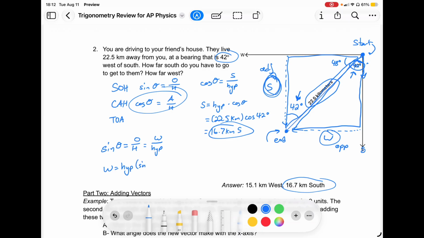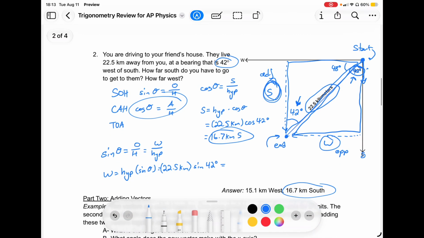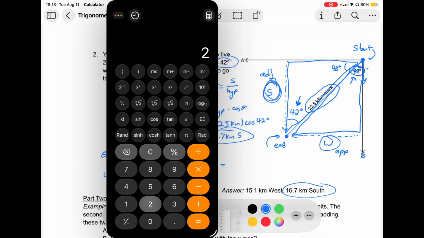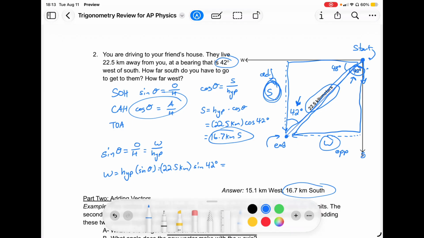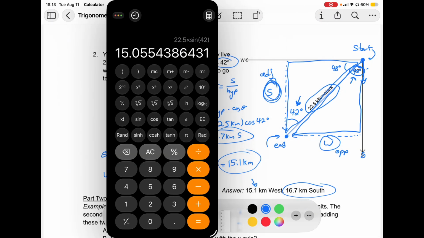Okay, so if we want to figure out our western side, we're going to take our hypotenuse and multiply that times sine of theta. So our 22.5 kilometers, the distance of our hypotenuse, times sine of our angle, and again we're using 42 degrees there. Let's figure out what that is by plugging it into the calculator. We take 22.5 times the sine of 42 degrees, and we get 15.055 or 15.1 kilometers, which just happens to be the answer on our answer key.